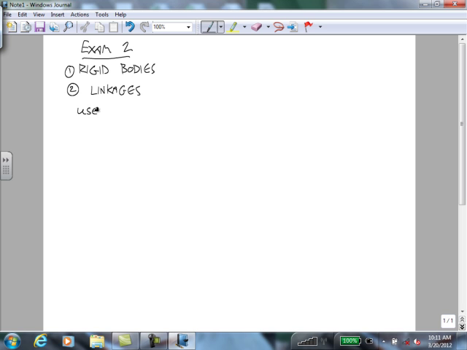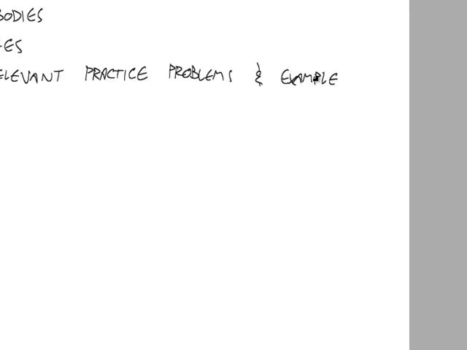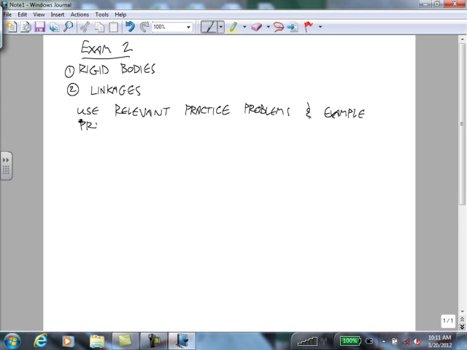So use the relevant practice problems and example problems from class. The practice problems that I still have to give you for linkages are going to be along the same lines as those example problems. There's not going to be anything too new.